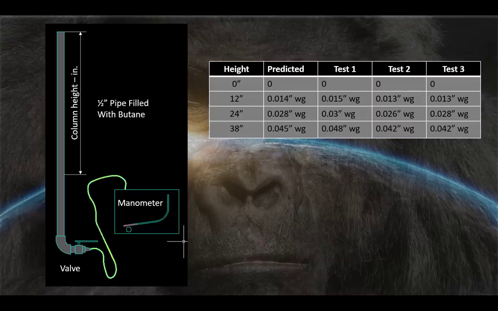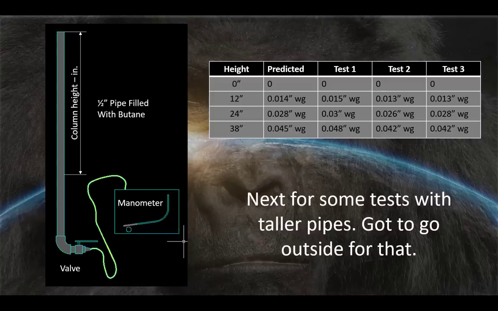All right, so after we did that, we ended up with this set of numbers, and you can pause the video and review all this yourself. But it all matched very closely with what we had predicted. But again, we only had a 3-foot column or 38-inch column of gas to measure. So next, we're going to go outside and do some tests with some taller pipes and see how that works out.